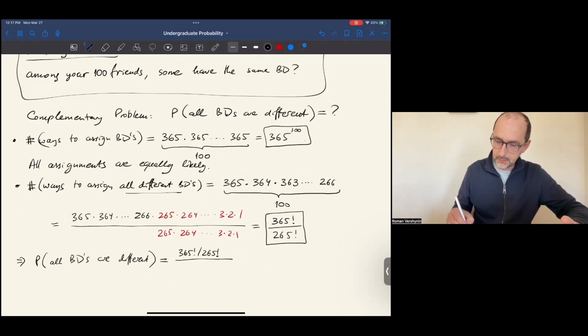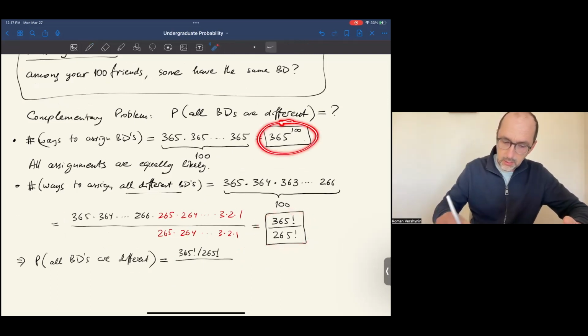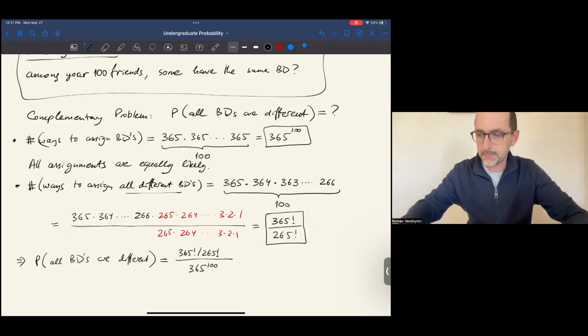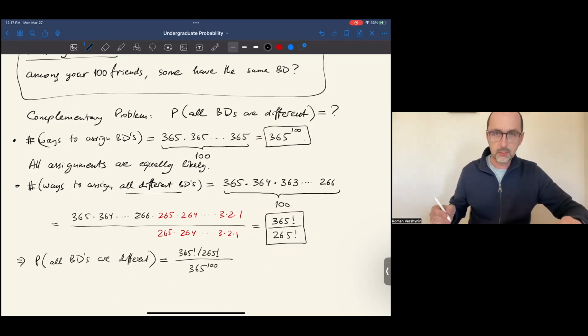That one. Over the number of all assignments, to 365 raised to the power of 100. And that's an answer. That's the answer. You can compute that. And I did.